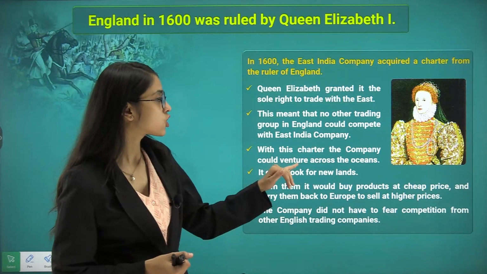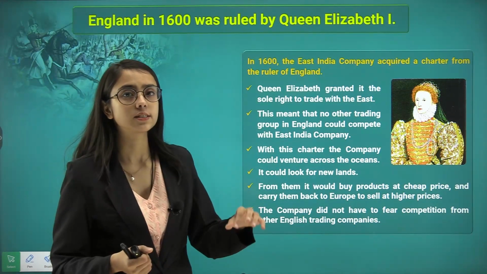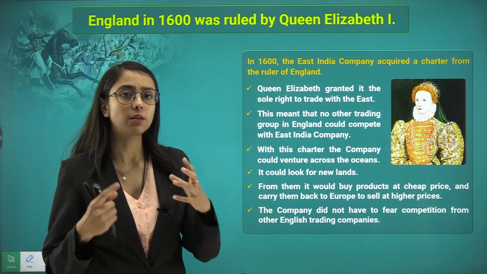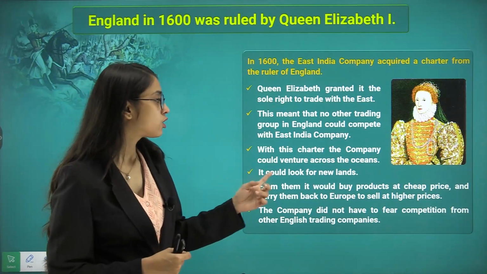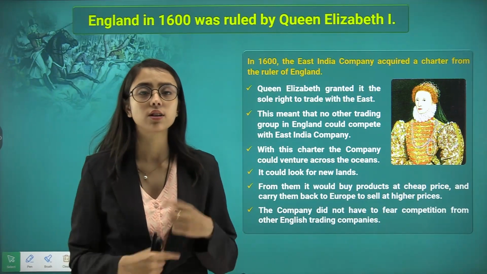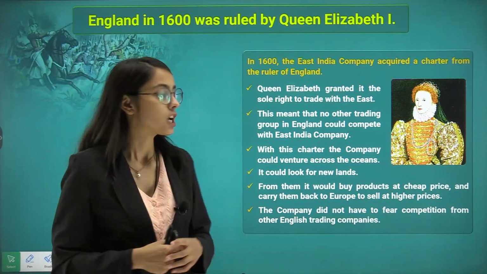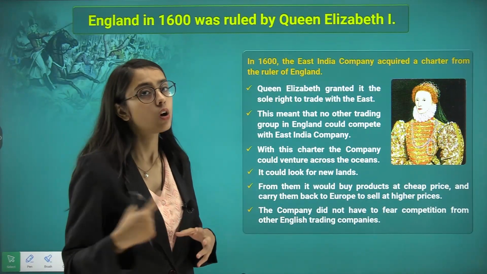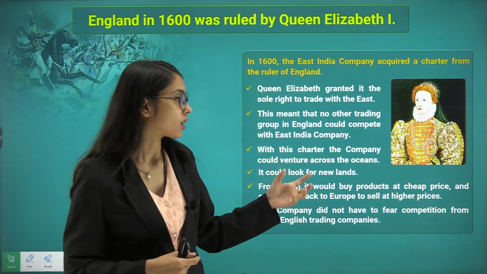So, with this charter, the company could venture across oceans. They could move across oceans, they could trade and sell their products, buy the products, etc. It could look for new lands. Of course, this was an opportunity for discovering new domains of trade and for making money and profits. So, they could find new lands to trade. Apart from that, it would buy products at cheap price.